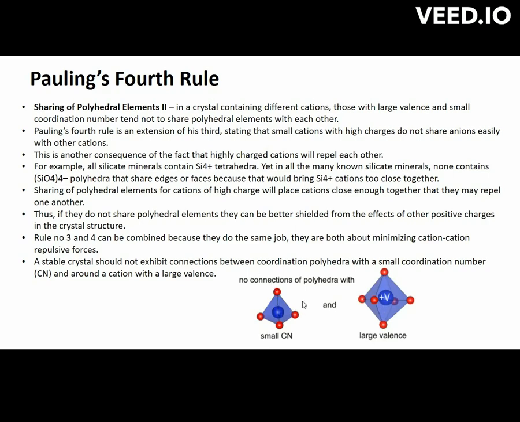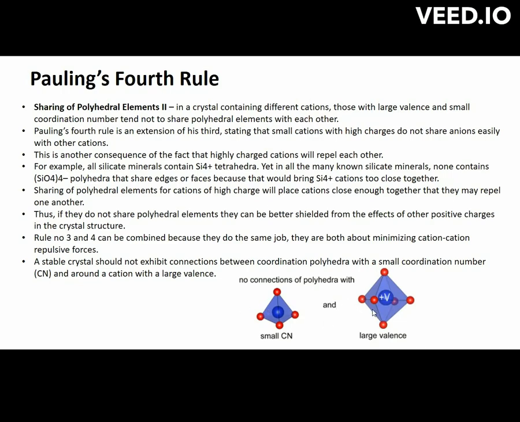Okay, so which is why we're saying no connection of polyhedra with crystals that have the large valence and the smaller coordination number. So Pauling's fourth rule is just the extension of his third rule, stating that small cations with high charges do not share anions easily with other cations.